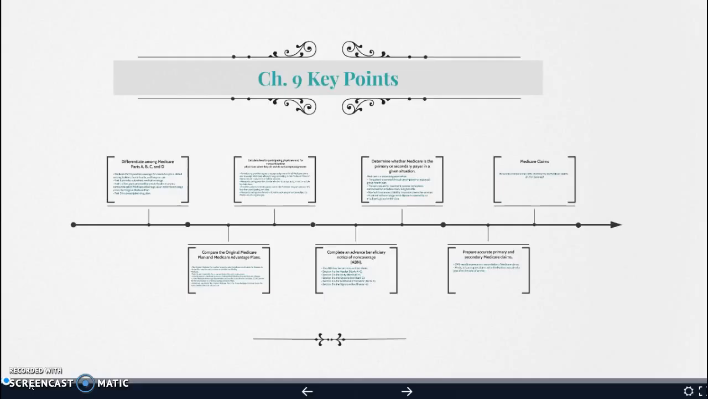and these key points. This information is all in your textbook, so I would strongly encourage you to read Chapter 9 in its entirety, so that way you can have a little bit better understanding.